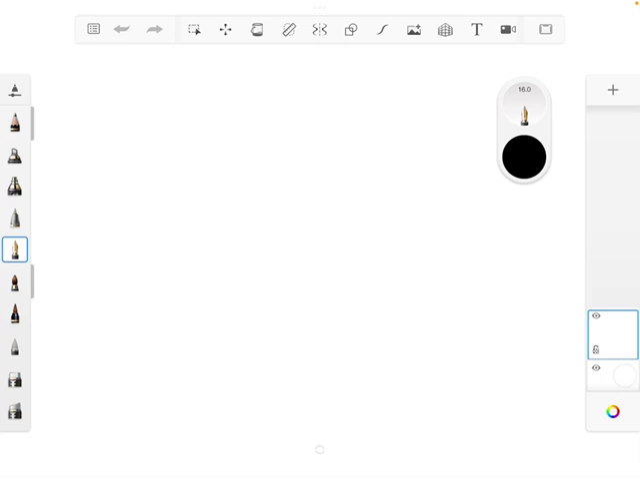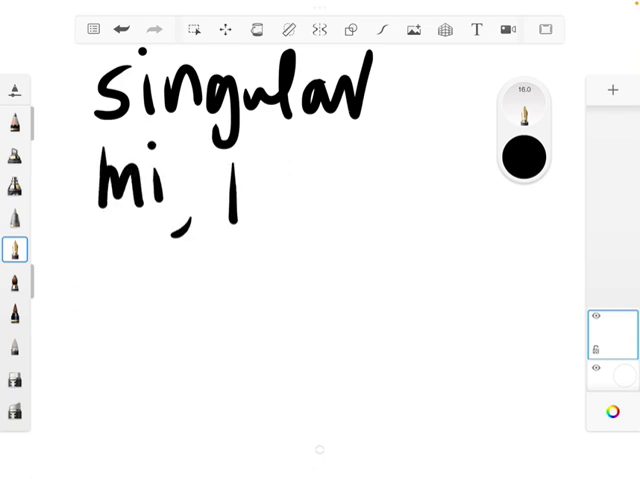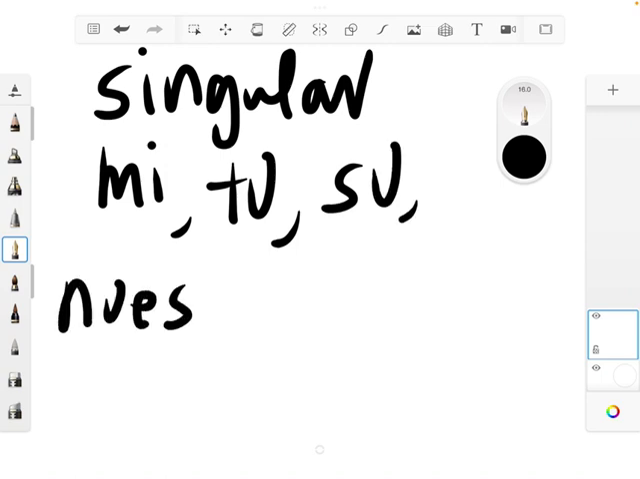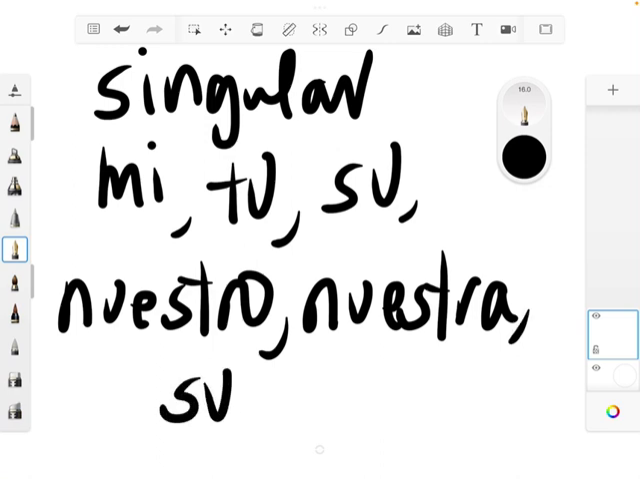And they are going to match in number, which is why we have our singular and our plural forms. So I'll go ahead and write those out for you. Singular forms, we have mi, tú, su, nuestro, nuestra, and su. Now, su is here twice because it can refer to his, her, its, or your.